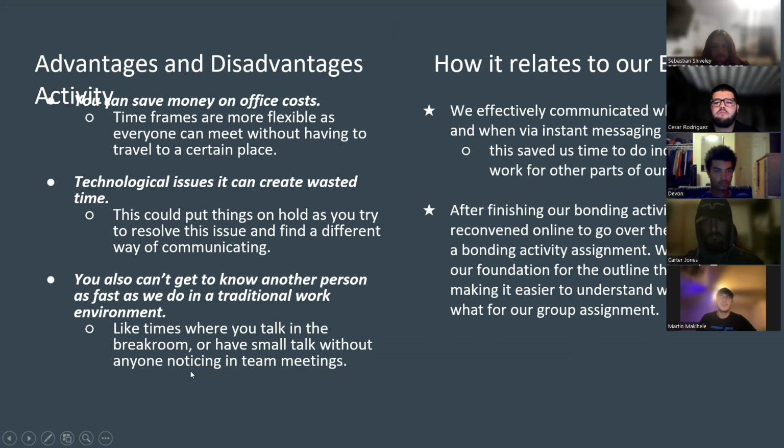Now, next, I'm going to be telling the audience how my topic relates to the group bonding activity. Our group decided on putting together a puzzle for this bonding activity. This choice, of course, was made over Zoom as we live busy lives. We effectively communicated where to meet and when via instant messaging. This saved us time to do independent work for other parts of the assignment.